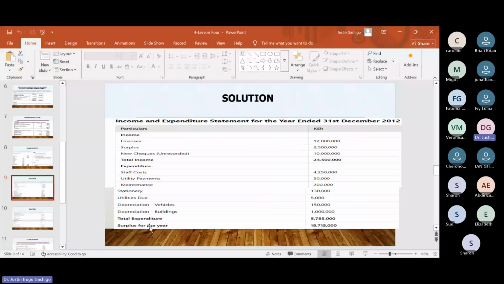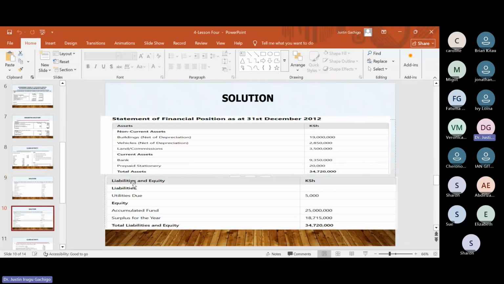Then get the surplus or deficit for the year. So this one you get it by deducting the total income minus the total expenditure. Then you need to get this amount here. That's the amount that you are going to get, 18,715,000. Okay, so now the other one is now the statement of financial position as at 31st December.